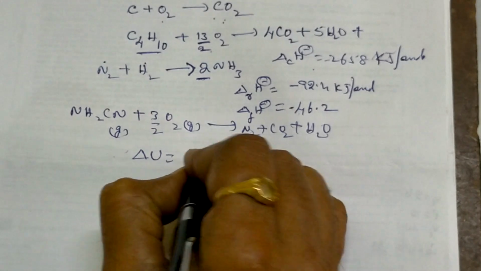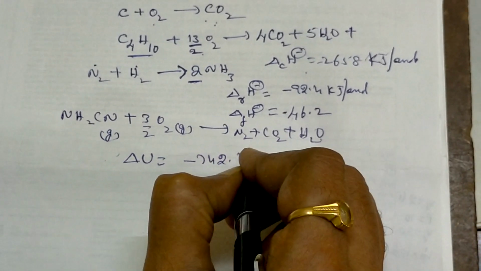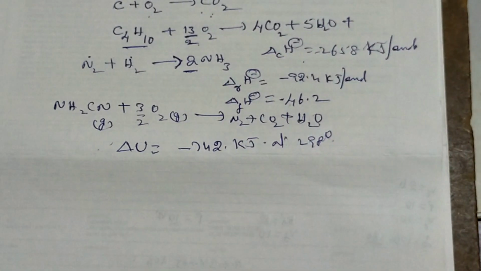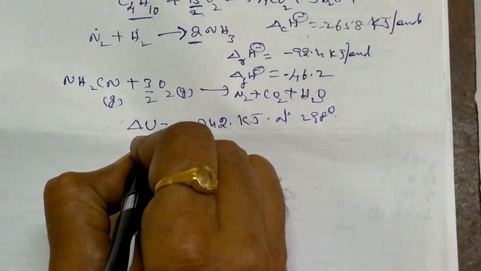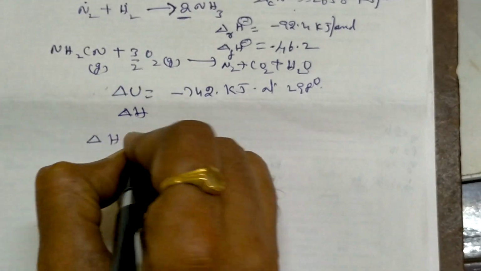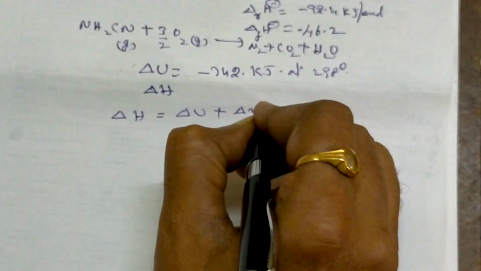Delta U is equal to minus 742 kilojoules at 298. And he is asking how much is the delta enthalpy H. Simple equation we know: delta H equals delta U plus delta n RT.